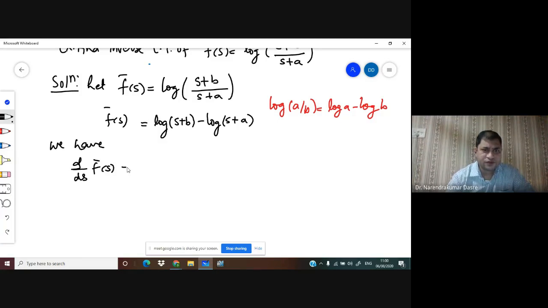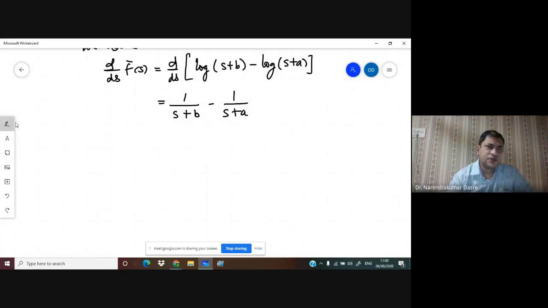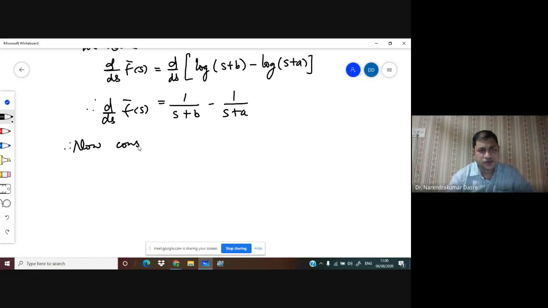So we have the derivative of f bar of s is equal to d by ds of log of s plus b minus log of s plus a. And this will be 1 upon s plus b minus 1 upon s plus a. So easily we got the derivative d by ds of f bar of s. And now consider the inverse Laplace transform of this derivative.